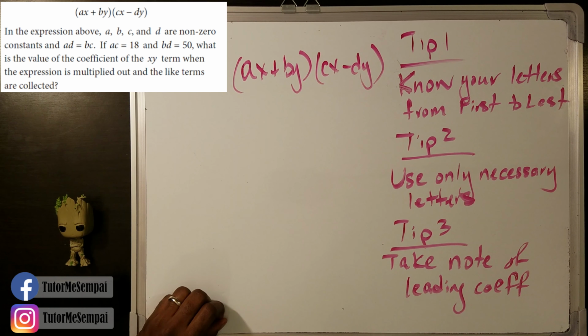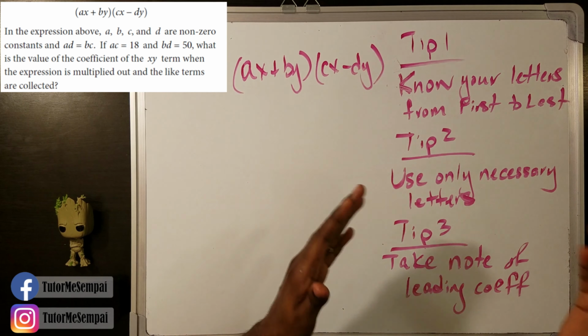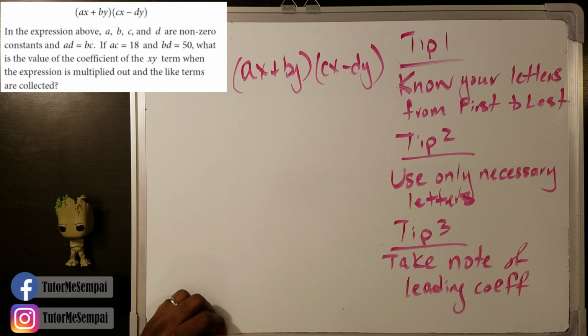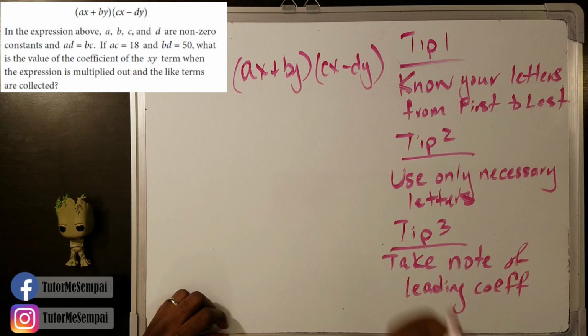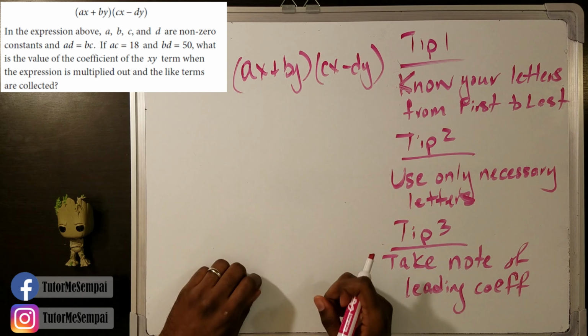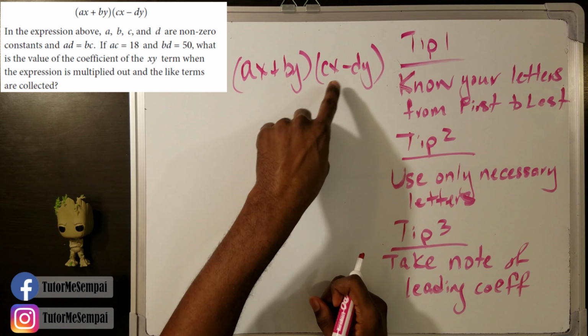However, you don't necessarily need to read all this, and this is going to be the mind-blowing part of how knowing your letters from first to last can save a ton of time. Now you can read all this and potentially get confused by some extra information that they snuck into this question. But if you know your letters, you can see that you can pare this down just like that. So we have our factors of the form ax plus by times cx minus dy.